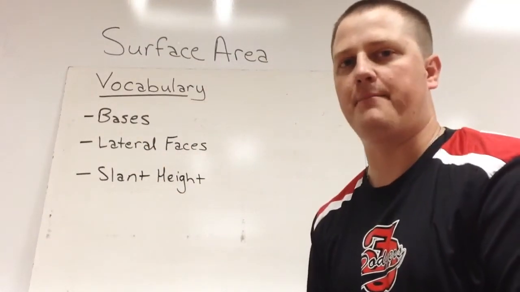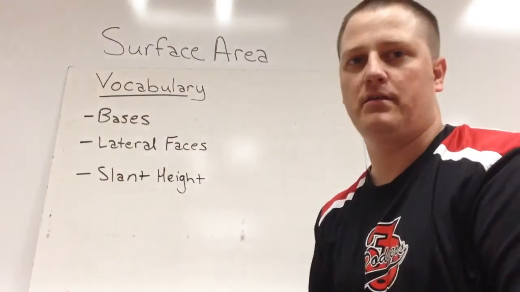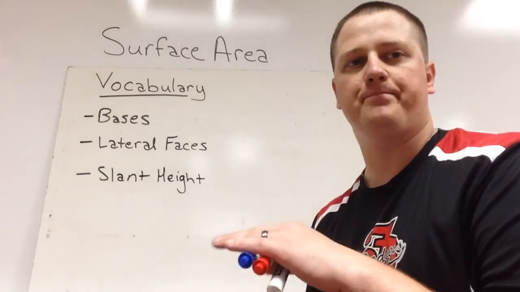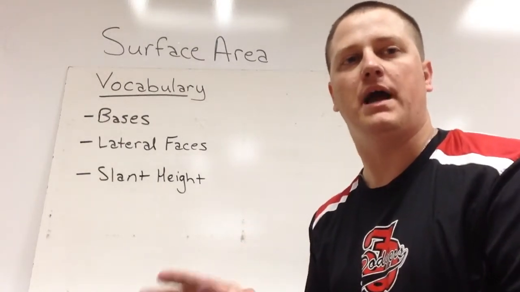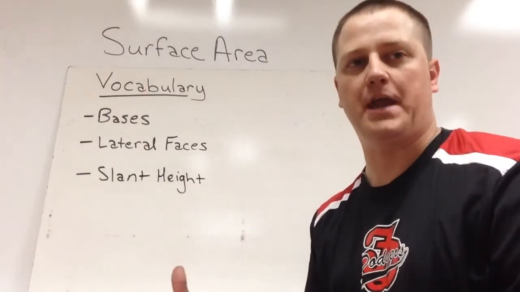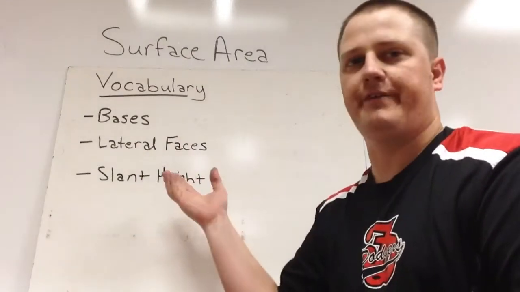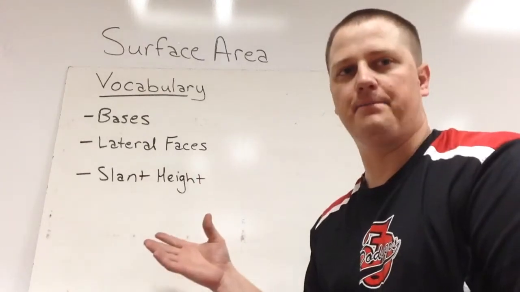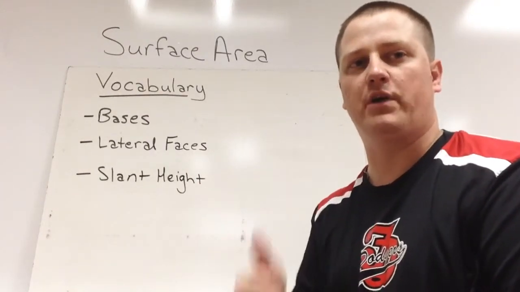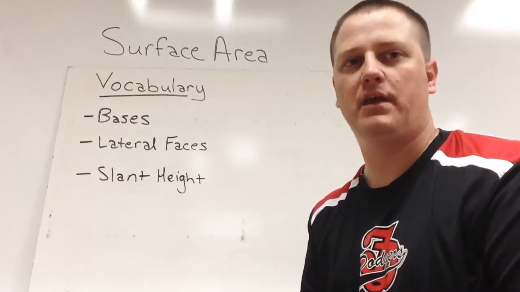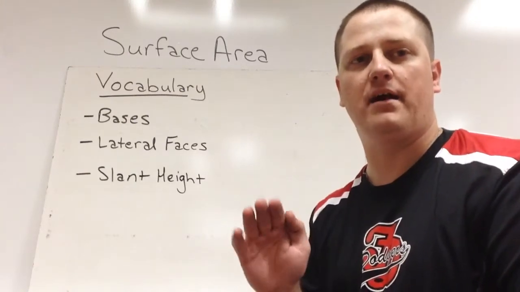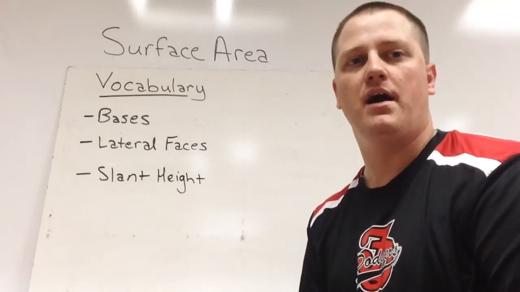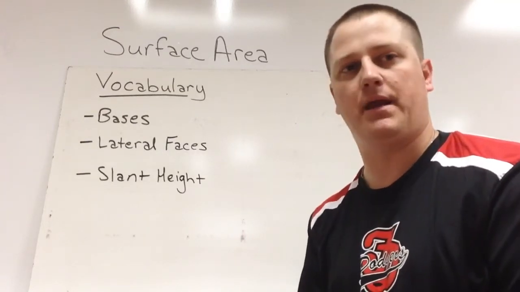Some important vocabulary. Bases. Bases in this situation are the top and bottom, typically, of our shapes. Lateral faces would be the sides, and then the slant height. A lot of times the actual vertical height isn't what's important in these. It's actually the height of the slant, or the distance of the slant of a cone or a pyramid, that becomes more important.